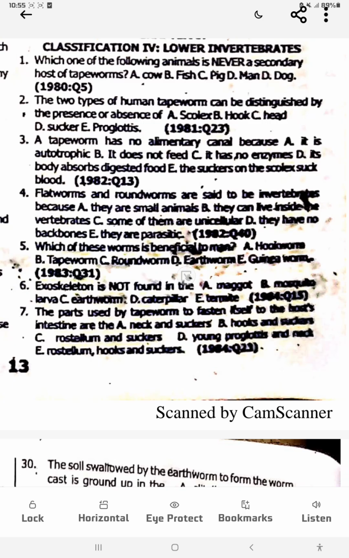It helps to aerate the soil. Each time the earthworm digs itself inside the soil, it helps air to enter the soil. That is called aerate. Next, it helps to add humus to the soil. Humus is like fertilizer, like organic matter.